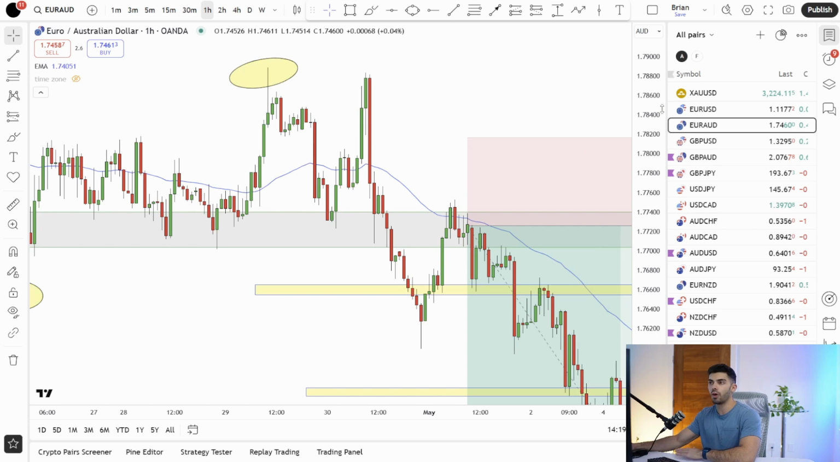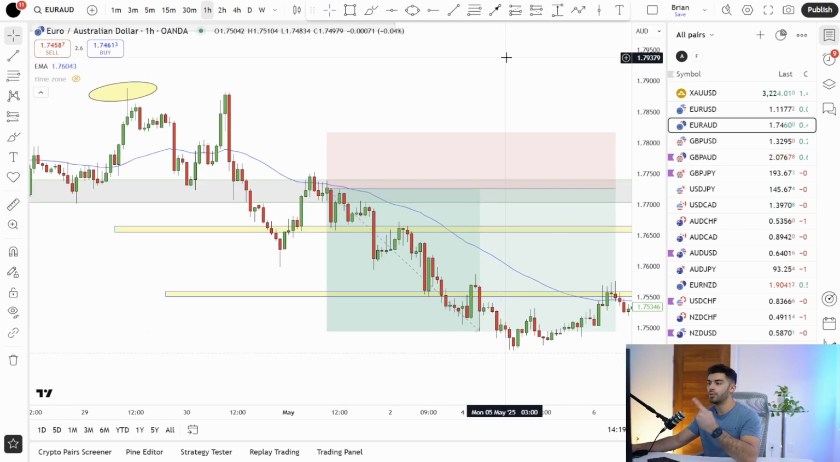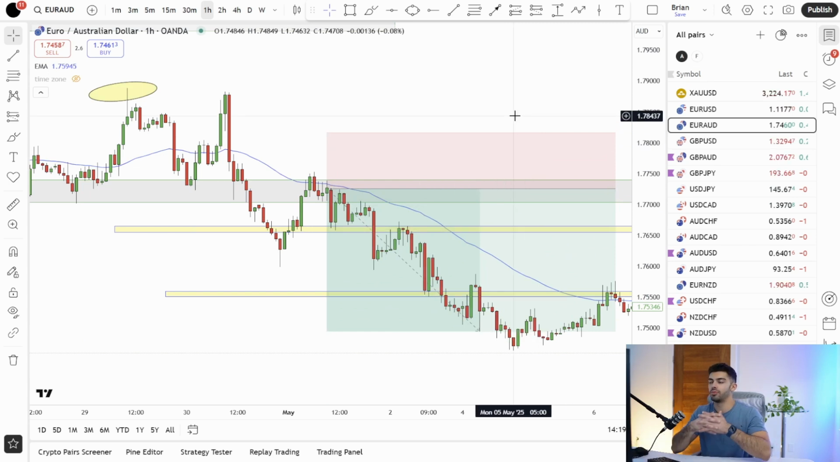Now let's go through all of our confluences for this trade. So first of all, we have a moving average in order to make the market go down, so you're using it as an objective indication of the trend. You have your support and resistance areas. You have your lower lows. So that's basically the structure points in the market going down.